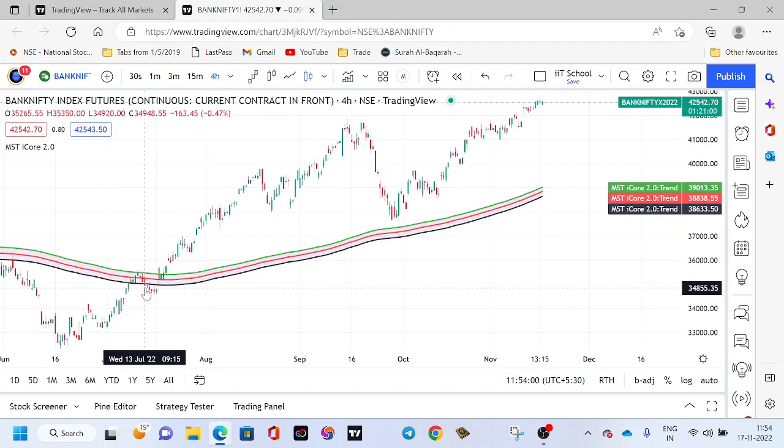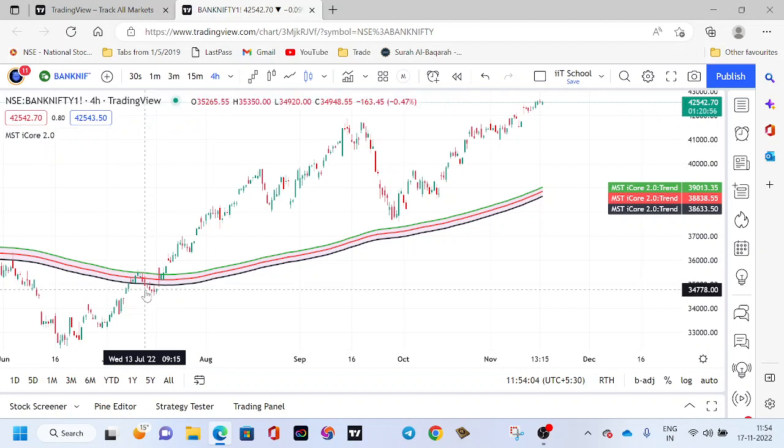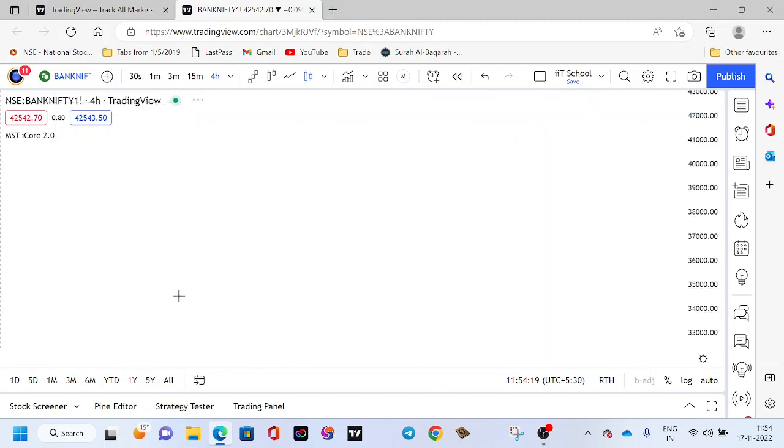Here the market has closed, we would be selling Bank Nifty at 34,948. So we got the profit at 34,887. So how many points? Around 400 points we have got the profit. After that the market has reversed.